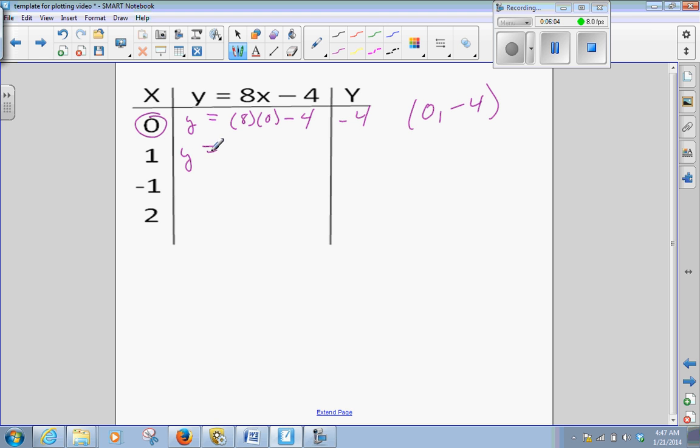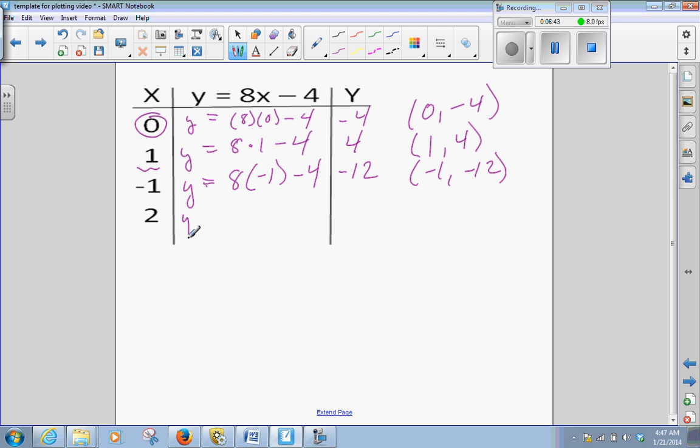The next number, and I don't always give them to you, I just decided to do it for this first one. So instead of 8 times x, we're going to do 8 times 1. 8 times 1 is 8. 8 minus 4 is 4. So if x is 1, y is a positive 4. So (1, 4) is another solution. Now I'm going to do y equals 8 times negative 1 minus 4. So 8 times negative 1 is negative 8. Negative 8 minus 4 is negative 12. So (-1, -12).